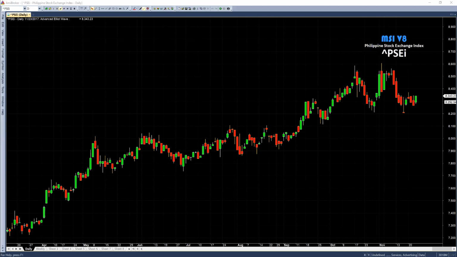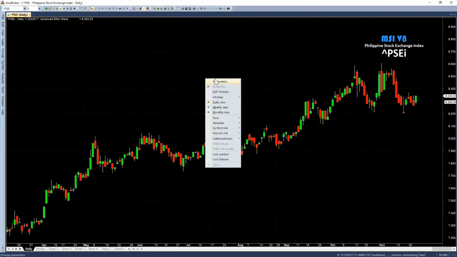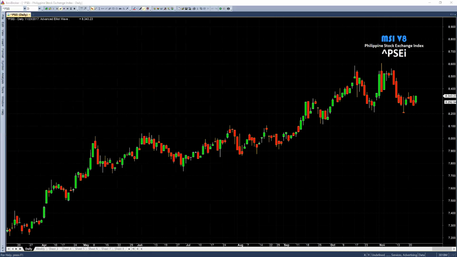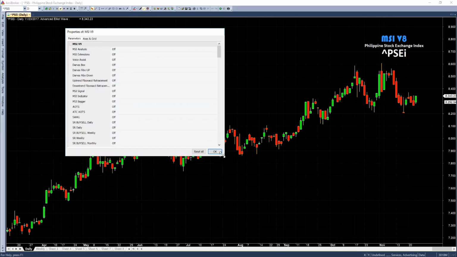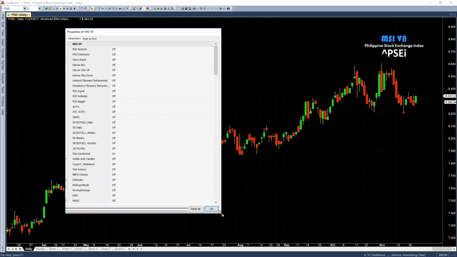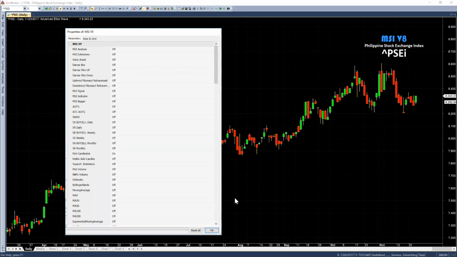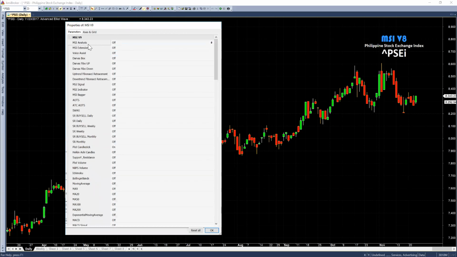Now, when you do a right click here, you go to parameters. It will give you certain tools para ma-plot nyo and ma-analyze nyo yung inyong mga chart, yung mga stock nyo automatically. So let's check it one by one. Okay. So the first tab is the MSI analysis.